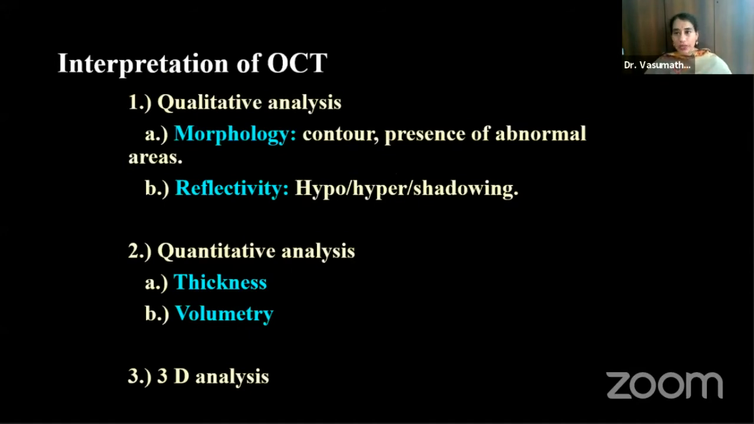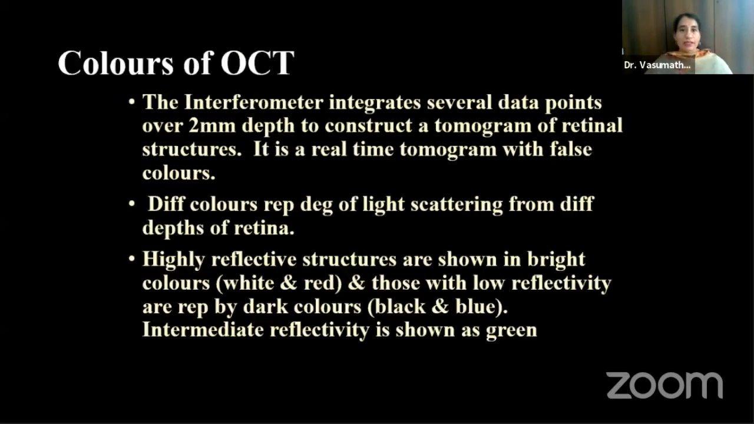So how do we interpret OCT? We have qualitative analysis, wherein we look at the morphology, the contour, presence of abnormal areas, and the reflectivity, whether it's hyporeflective, hyperreflective, whether there's any shadowing. Then we look at the quantitative analysis, thickness and volumetry, and also do a 3D analysis in certain specialized situations. Basically, the colors of OCT are all false colors, and bright colors like white and red suggest highly reflective structures, whereas dark colors like black and blue, especially when there's just fluid, are shown as low reflectivity, and intermediate reflectivity is shown as green.